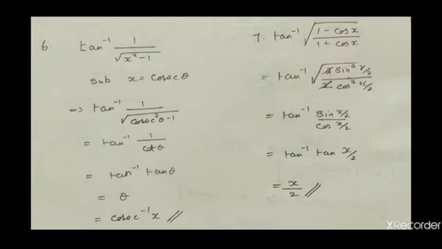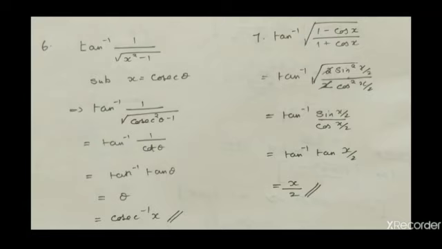So when x square minus 1 is there, the hint is you can replace x with cosecant theta or secant theta. But when you write secant theta, you will get here 1 by tan theta, which you will get as cot theta. So it is better to substitute x as cosecant theta.